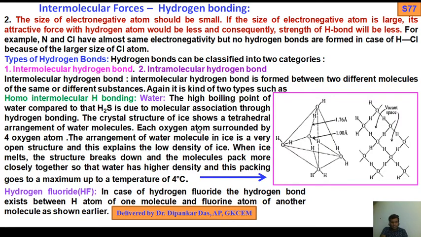Each oxygen atom, you see, is surrounded by four oxygen atoms: one, two, three, four, like this way. This oxygen: one, two, three, four. So this is a very important line. Each oxygen atom is surrounded by four oxygen atoms.